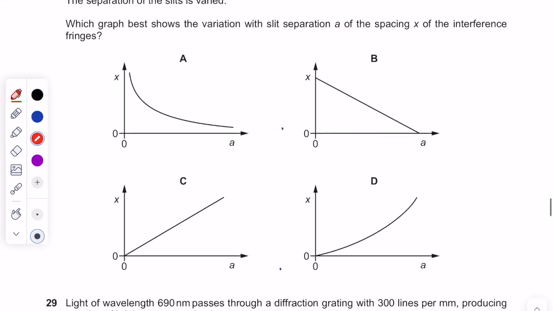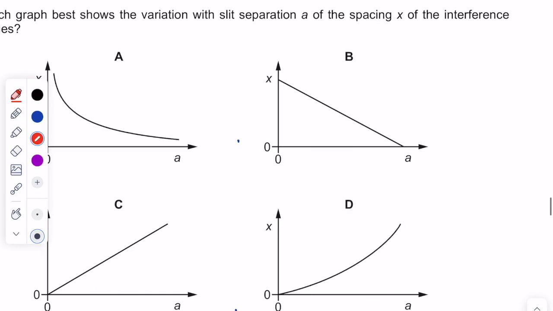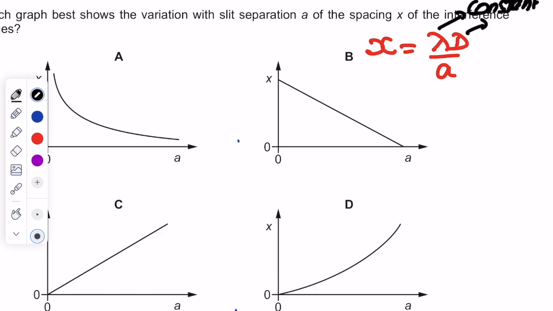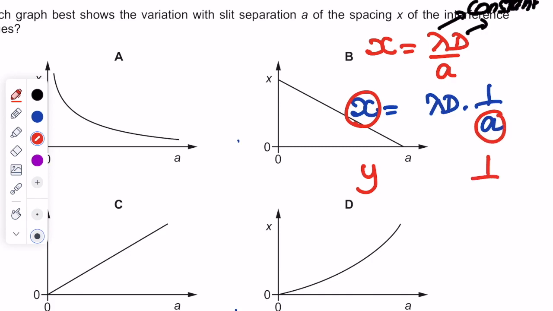Okay, what is the equation for Young's double slit interference? x equals lambda D over a, right? And here they say these two values are constant, they don't change. Okay, let's rearrange this equation. x equals lambda D times 1 over a. Here they said they will take this one as the y-axis, a as the x-axis. So this is like y equals a constant times 1 over x shape graph.